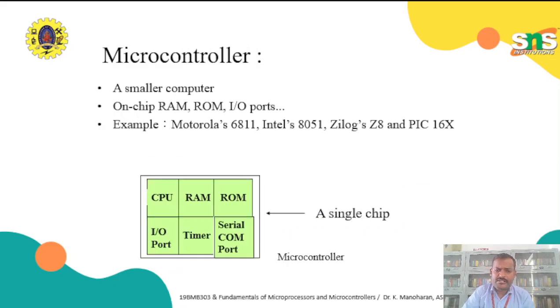Look at this microcontroller based system. I already told you, a microcontroller has on-chip RAM, ROM, everything. This is the actual chip. Inside this chip, CPU, RAM, ROM, IO ports, timer, serial ports, everything is available inside the chip itself. Once you buy this single chip, it can be used in an application. No need to interface RAM or ROM externally because it is already available internally. Some examples are Motorola 6811, Intel 8085, Zilog Z8, and PIC microcontrollers, that is the 16X series. These are some of the examples for microcontrollers.